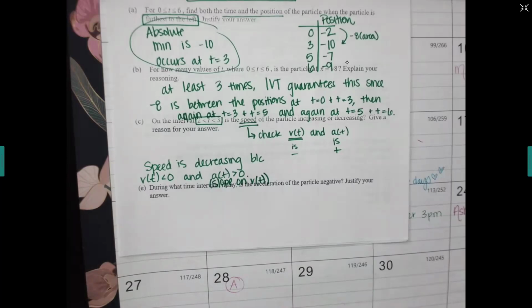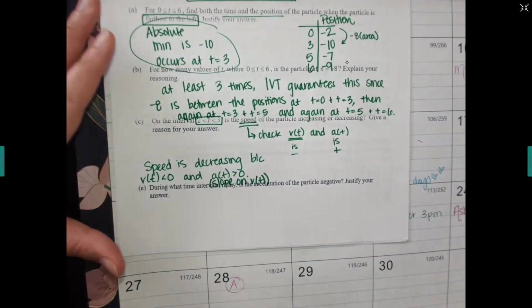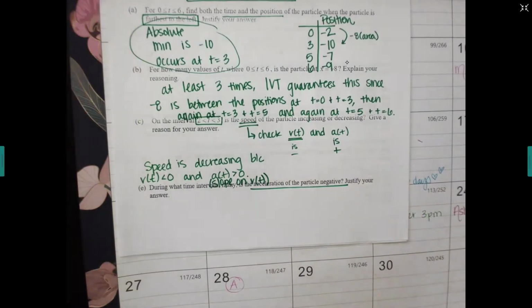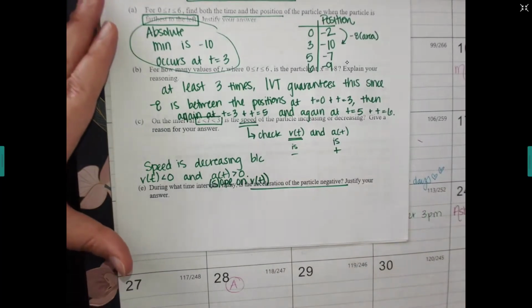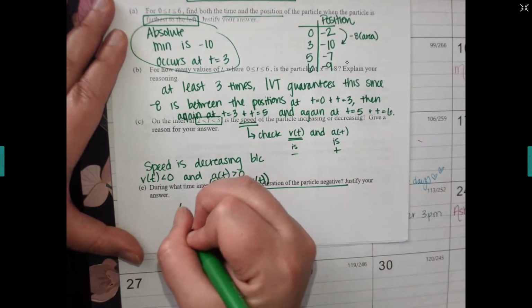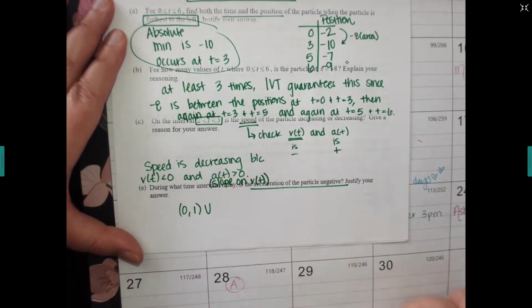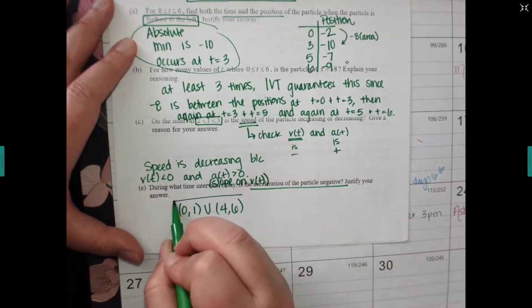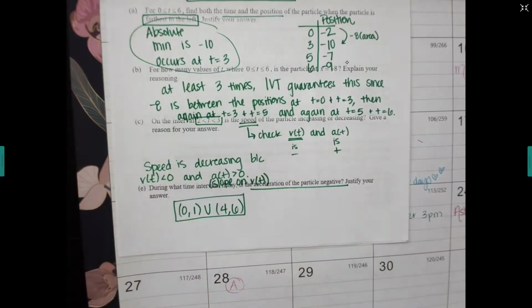Okay, next one asks us about acceleration. What feature is acceleration on the velocity graph? So if acceleration is negative, that means all I care about is the negative slope. Doesn't matter if it's over or under. Where does that happen? 2 sections. 0 to 1 and 4 to 6. Okay. Very good.